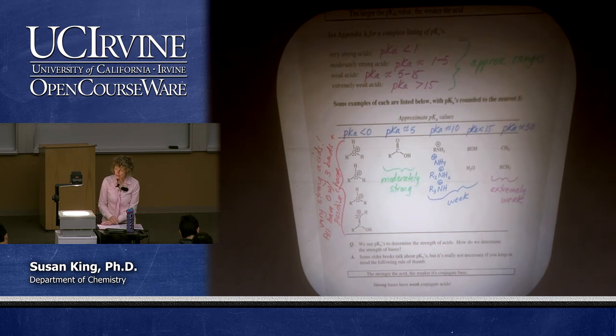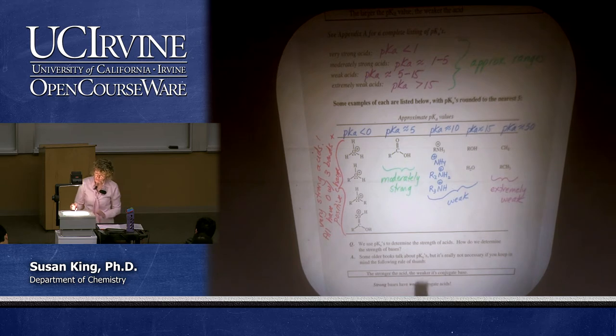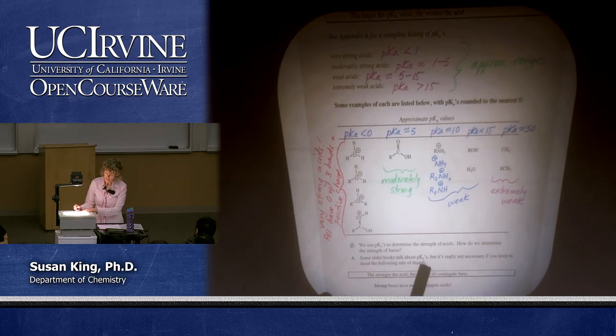All right, so we use pKa's to determine the strength of acids. How do we determine the strength of bases? So in G-Chem, you might have used pKb, right? We don't use pKb in organic chemistry. We use just pKa's. Some older O-Chem books use pKb's, but generally they're not used.